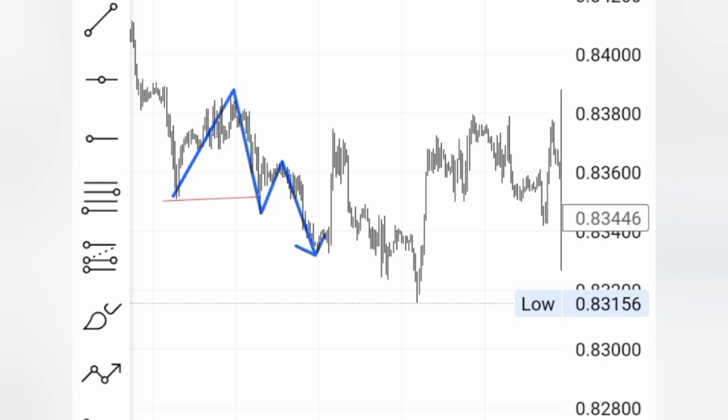Now how do you confirm the break of market structure, or how do you confirm the breakout? Always look for a strong closing candle beyond the broken level to confirm the breakout.